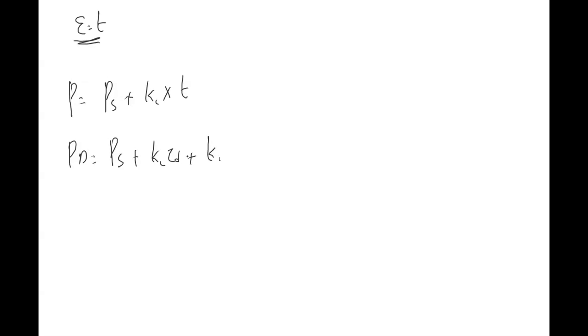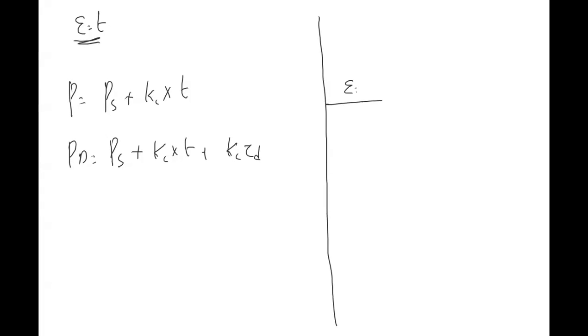Suppose my error is increasing with respect to time. Then what is my P controller response? PS plus Kc into T. What is my PD? PS plus Kc into T plus Kc into tau D. So that means if my error is equal to 0, my proportional controller, this is the PD controller.